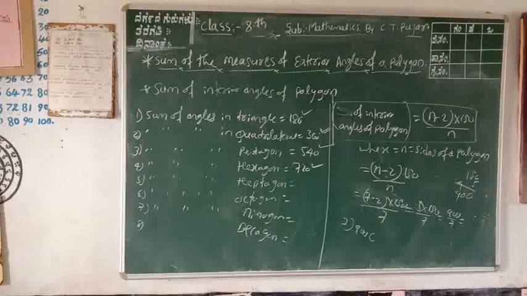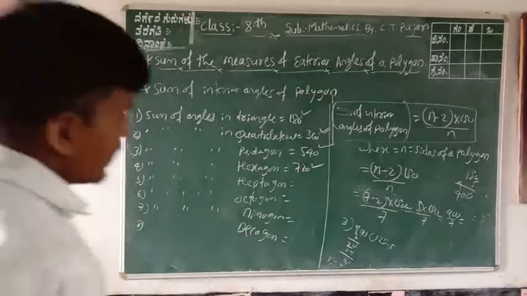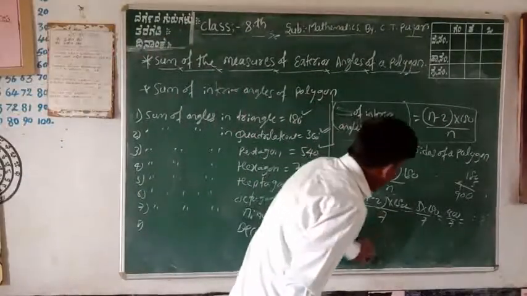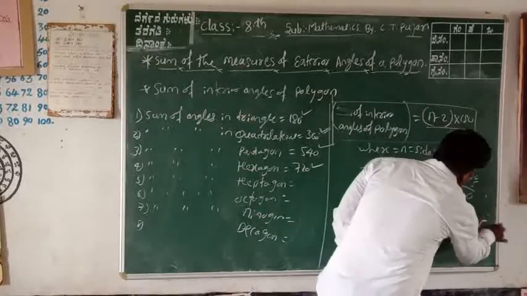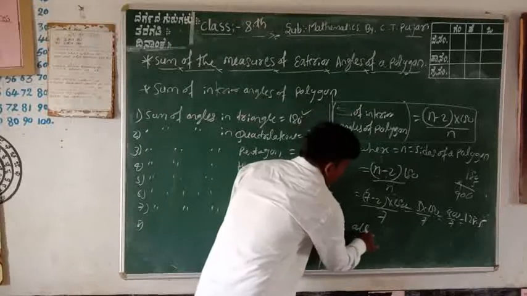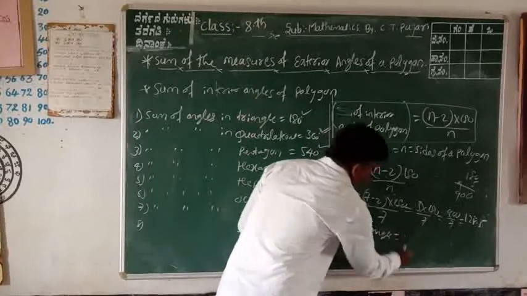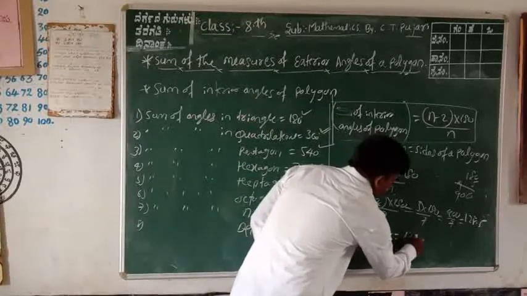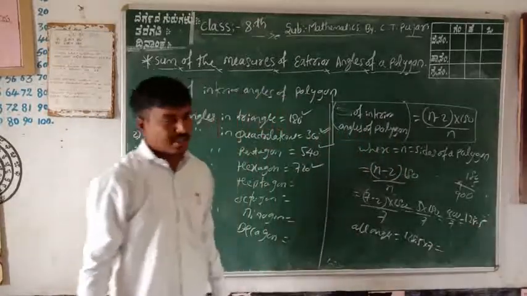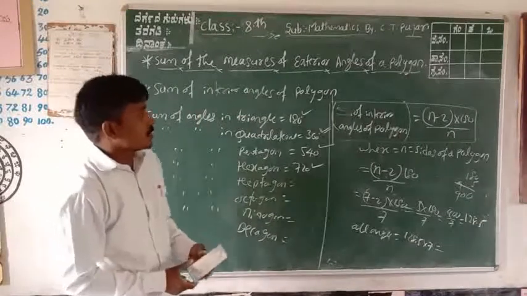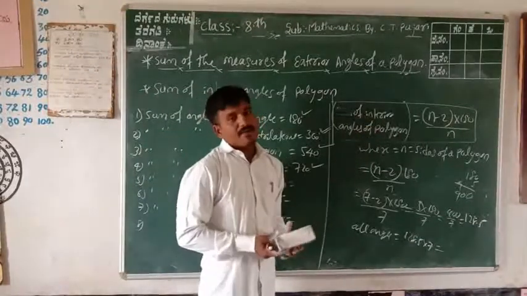Therefore, one angle is equal to 128.5. So all angles in the heptagon, 7 into 128.5, multiplication, that is the total angle. Got it? This is only the interior angle formula.